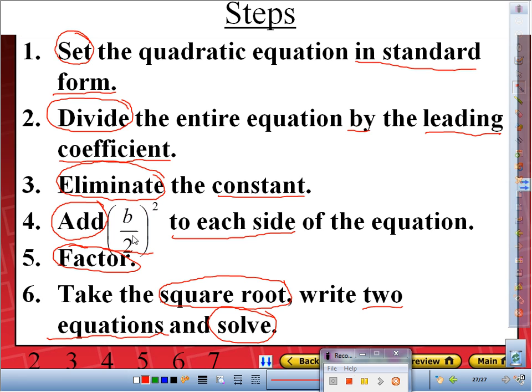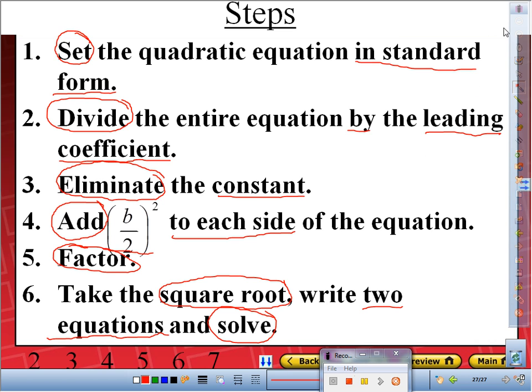Number 4, add b over 2 squared to each side. We know what b is once we have it in standard form. 5, factor. And 6, square root, two equations, and solve. Okay? So as you're finishing up, make sure you have all those steps.